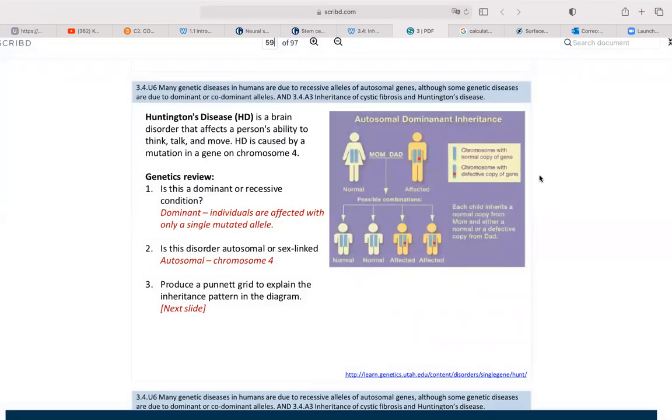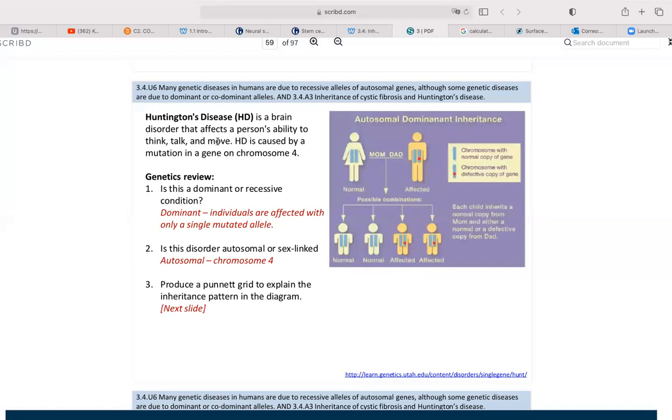Okay, guys, we're going to talk about another genetic disease. Remember, many genetic diseases in humans are due to recessive alleles of autosomal genes, although some genetic diseases are due to dominant or codominant alleles, okay? We're going to talk now about Huntington's disease. What is that? It's a brain disorder that affects a person's ability to think, talk, and move.